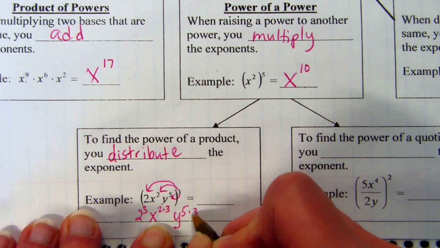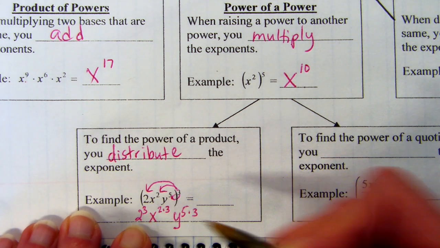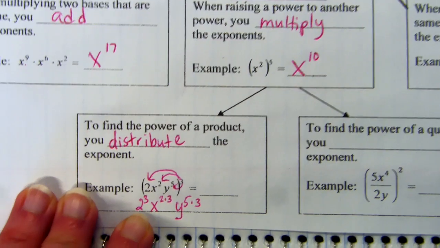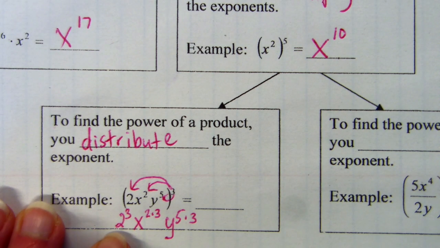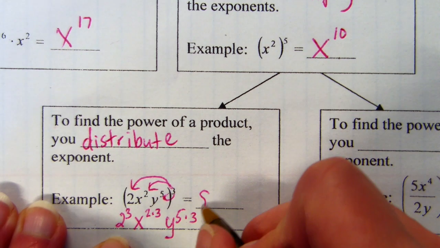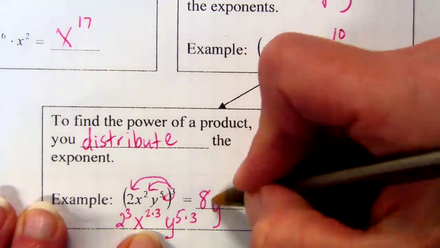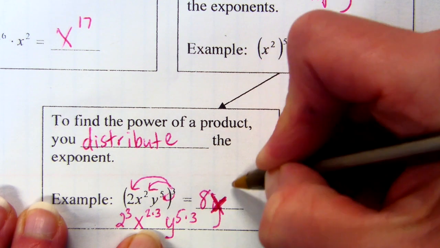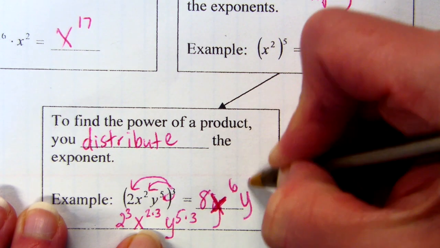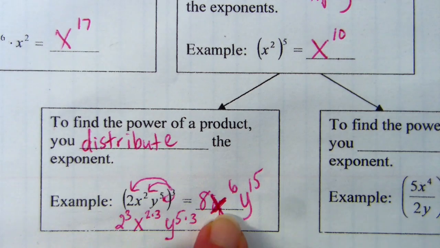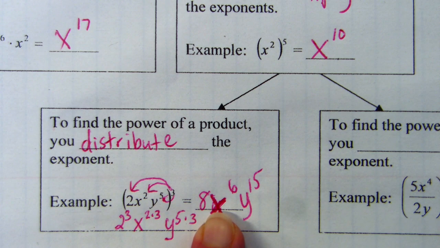so I'm going to have y to the 5 times 3. So 2 to the third, if it's a number, they actually want us to work that out. So 2 times 2 is 4, times 2 is 8. And then I will multiply those powers. I wrote y before x, so x to the 6th and y to the 15th. So I'll just cover that up with my finger for right now.